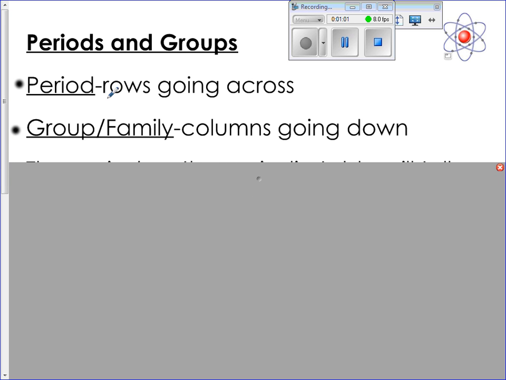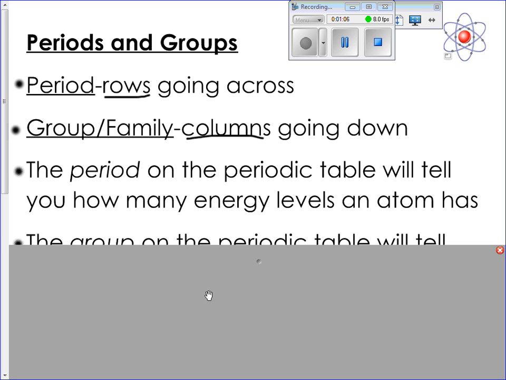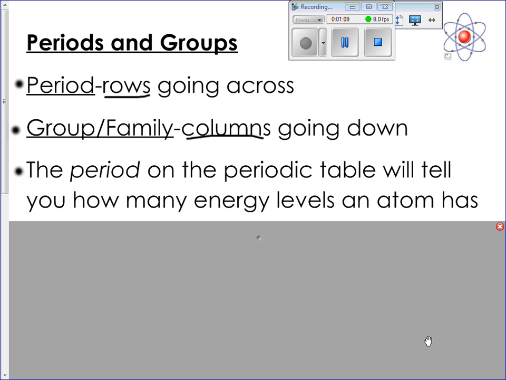So periods are the rows. Groups or families are the columns. And if you're looking at the period on a periodic table, the rows, that's going to tell you how many energy levels an atom has. So I want you to look at your periodic table, and especially the one you did in class the other day where you drew the electrons in each energy level. If you look at hydrogen and helium, how many energy levels do they have? They only have one energy level, and they're also in the first period.